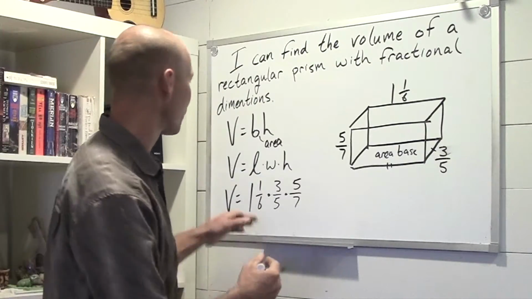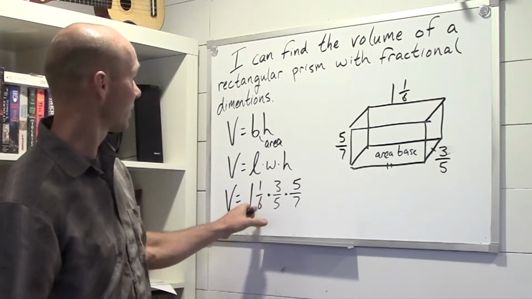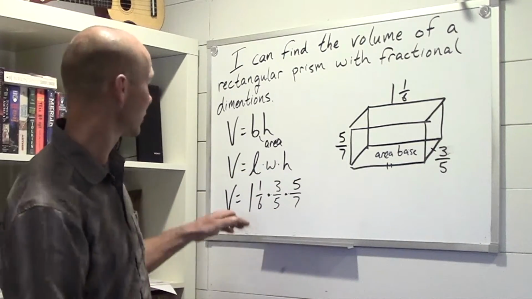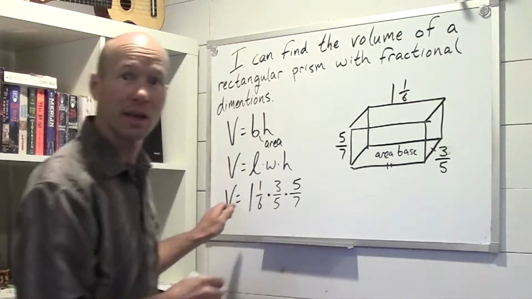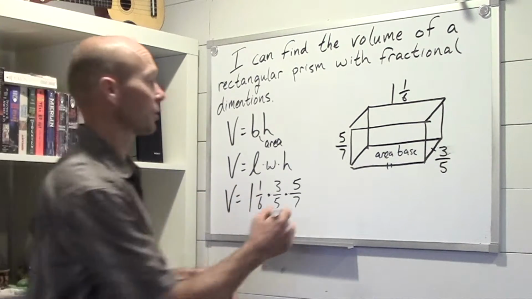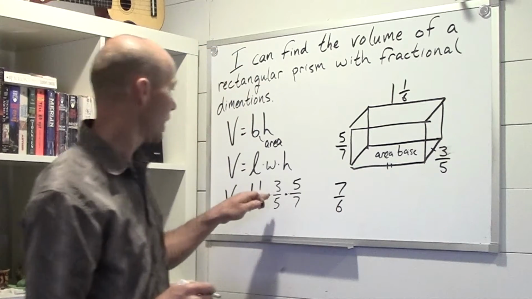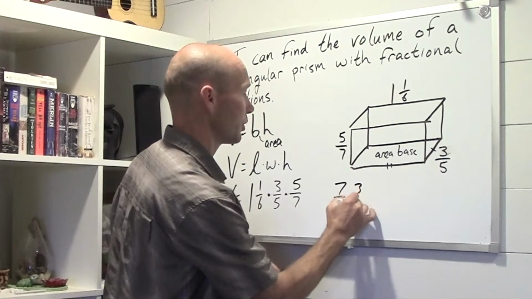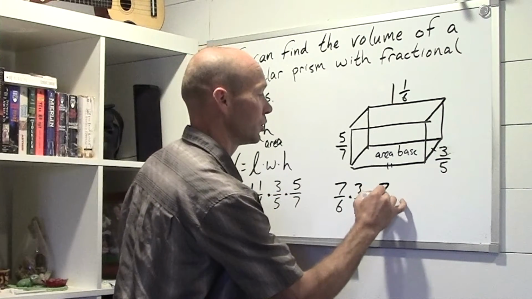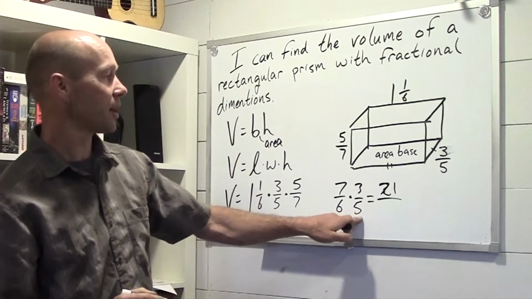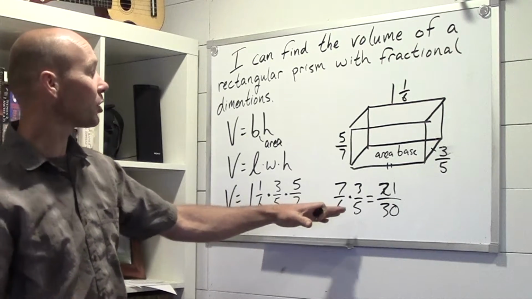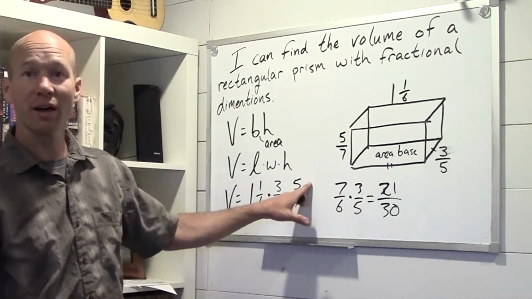Let's do it together. So first off, we need to multiply 1 1/6 by 3/5. Before we do that, we need to turn this mixed number into an improper fraction. So 1 1/6 is the same as how many sixths? Well, 1 is 6/6 plus 1/6, we're going to get 7/6. And we're going to multiply that times 3/5. And we're going to get what? 7 times 3 is 21. And 6 times 5 is 30. 21/30.